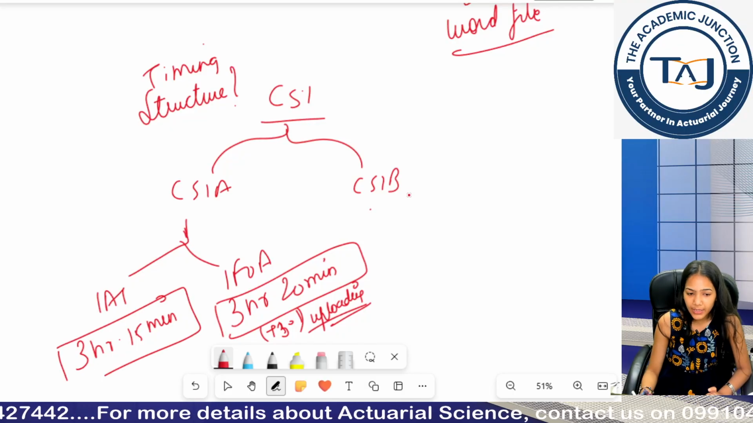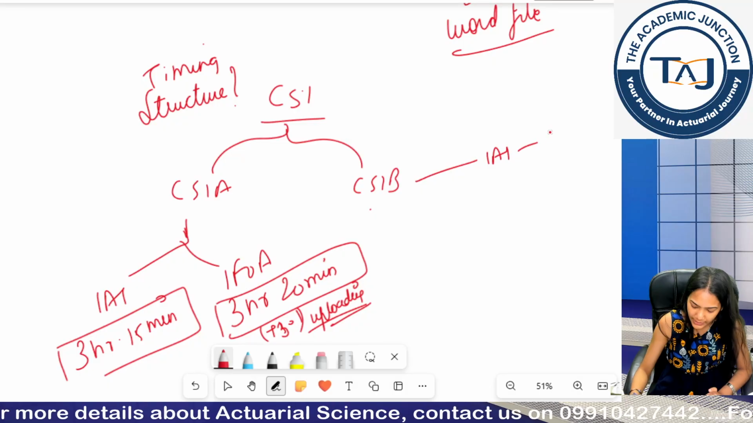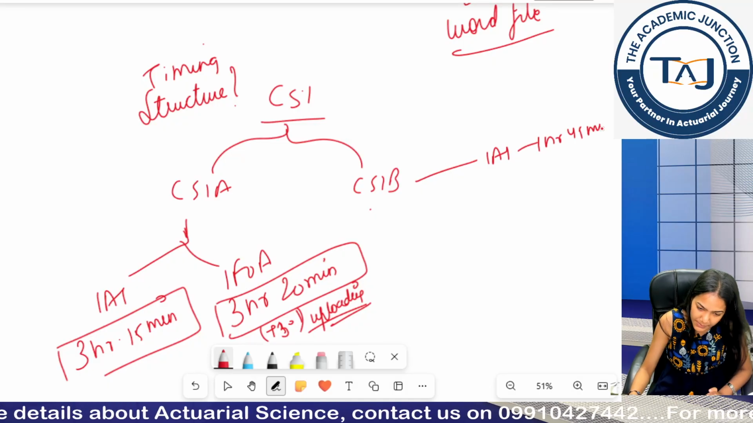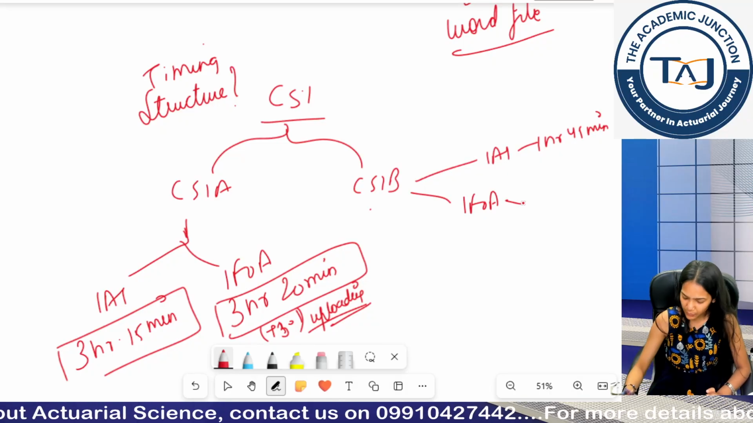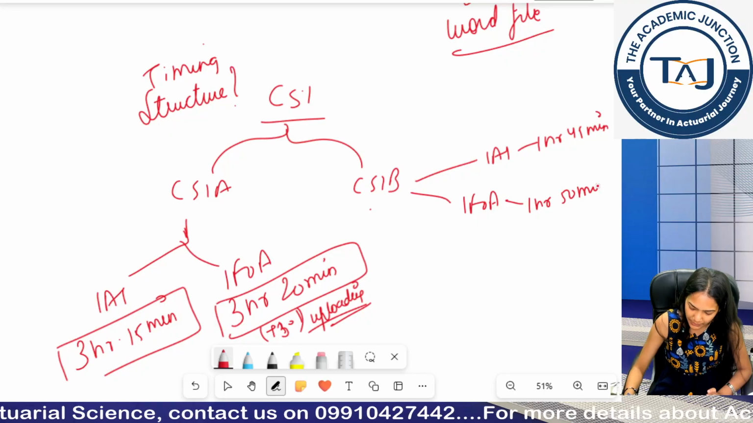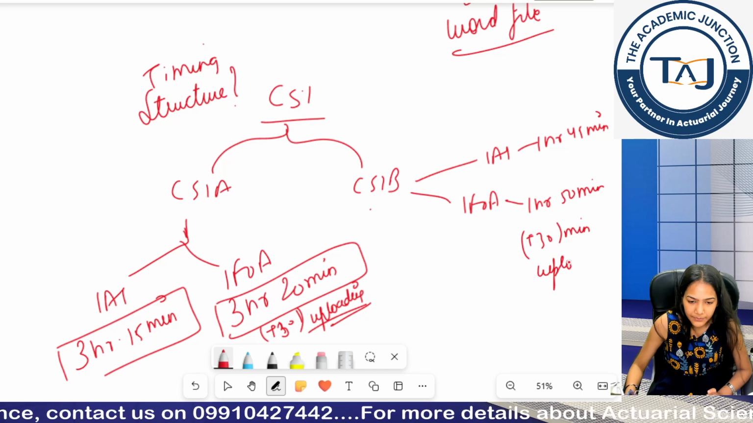CS1B is comparatively shorter. If we are giving it from IAI, this is a 1 hour 45 minute paper, and again if we are giving it from IFoA, it is 5 minutes more. So we have a 1 hour 50 minute paper plus 30 minutes of uploading time.